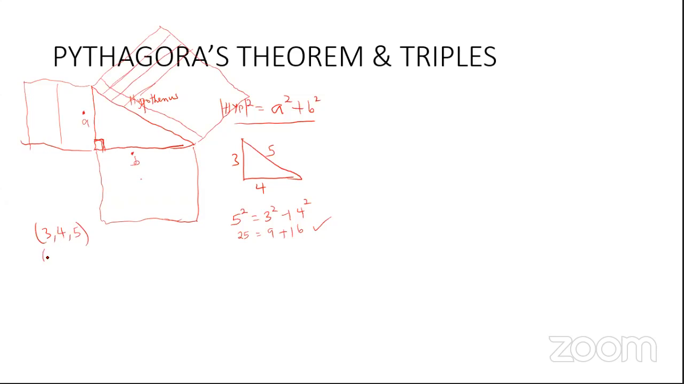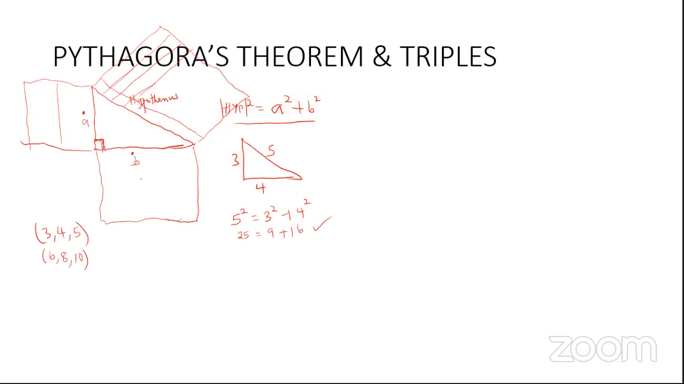If I multiply 3 by 2, I'm going to have 6. I multiply 4 by 2, I'm going to have 8. I multiply 5 by 2, I'm going to have 10. So 6, 8, 10 is a Pythagorean triplet. Can somebody test that for us? Can somebody check that for us, whether it is actually true? If you have confirmed that, can you talk? Okay. All right, no problem.